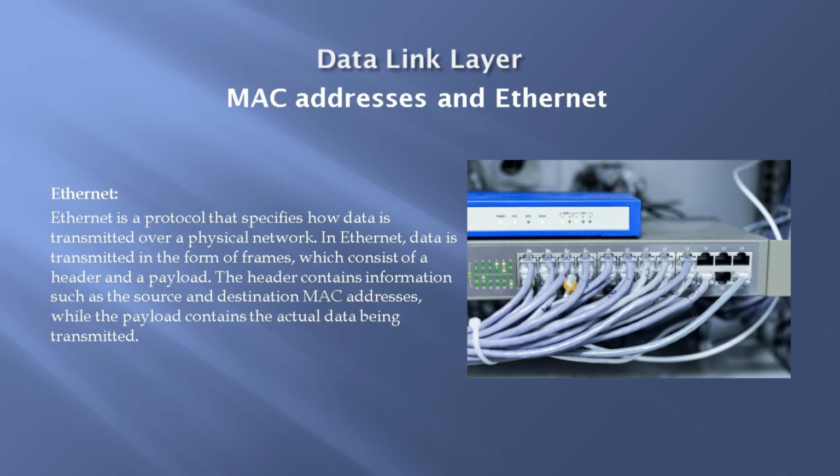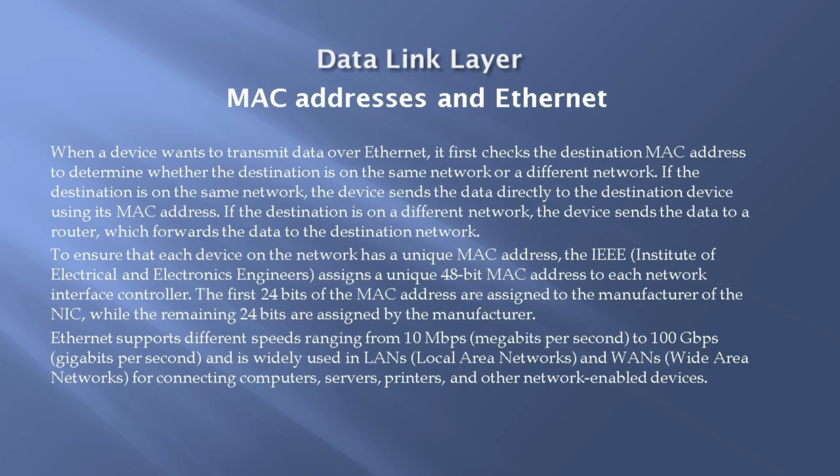In Ethernet, data is transmitted in the form of frames, which consist of a header and a payload. The header contains information such as the source and destination MAC addresses, while the payload contains the actual data being transmitted. When a device wants to transmit data over Ethernet, it first checks the destination MAC address to determine whether the destination is on the same network or a different network.